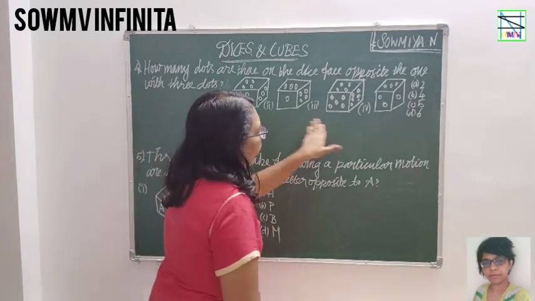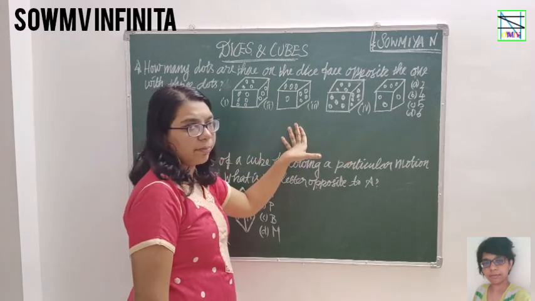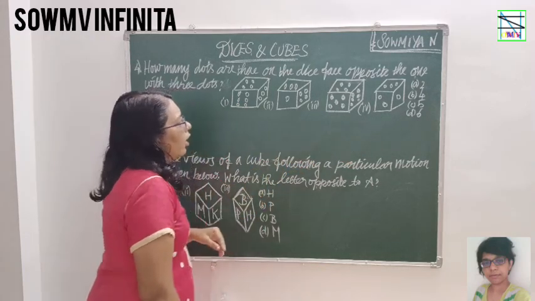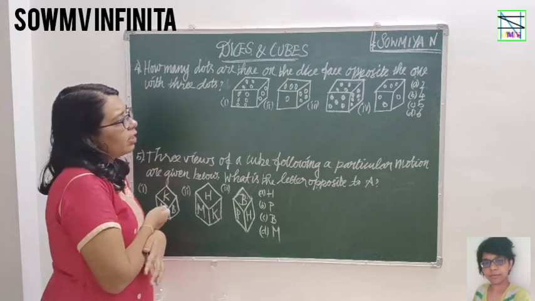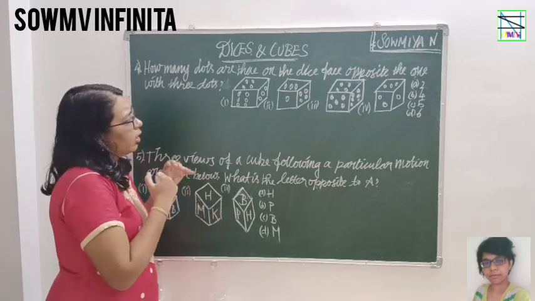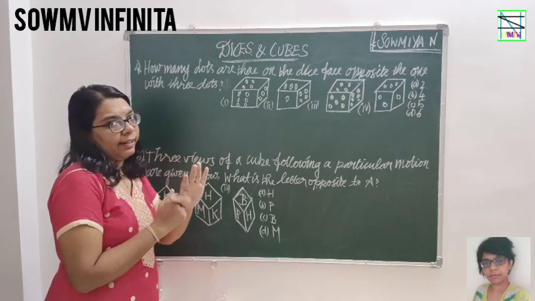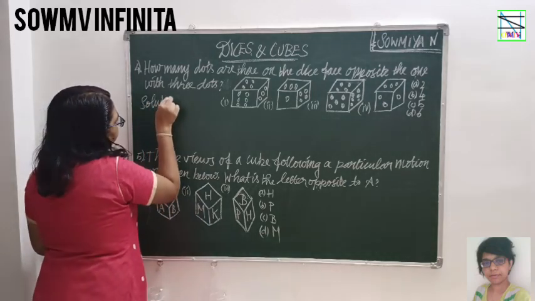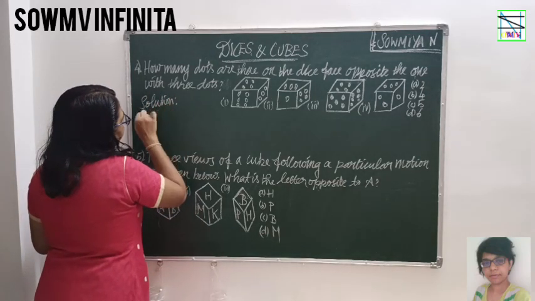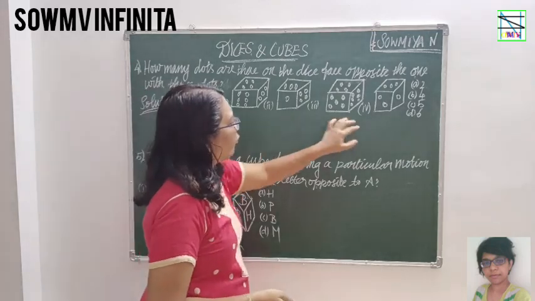So here 4 dice are given. We can find the opposites from these 4 dice, and then it will be clear to find the opposite of exactly 3 dots. Solution: we must find the relation between 1, 2, 3, 4.